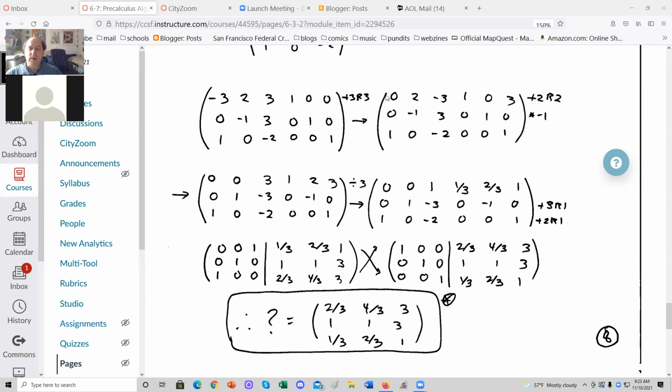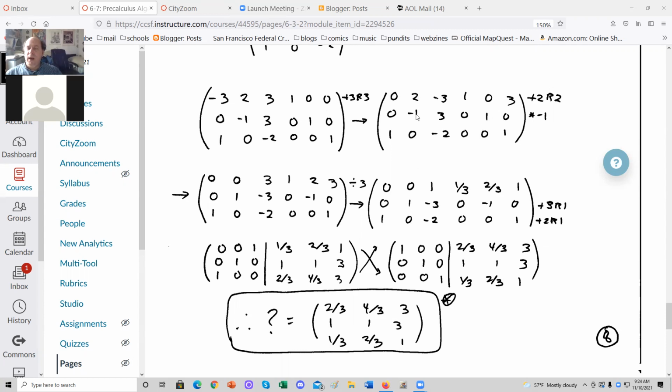-3 plus 3 times 1 is 0, 2 plus 3 times 0 is 2, 3 plus 3 times -2 is -3, 1 plus 3 times 0 is 1, 0 plus 3 times 0 is 0, 0 plus 3 times 1 is 3. Okay, next I'm going to flip the sign of this row, so rescale it by -1, to turn this -1 into a positive 1. Let's get 0, 1, -3, 0, 0, 0, -1, 0.